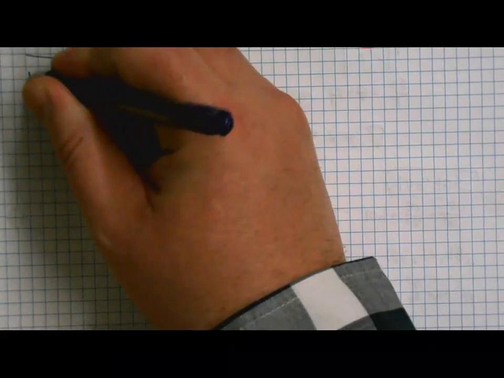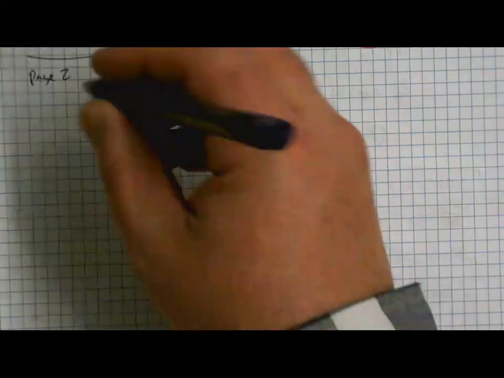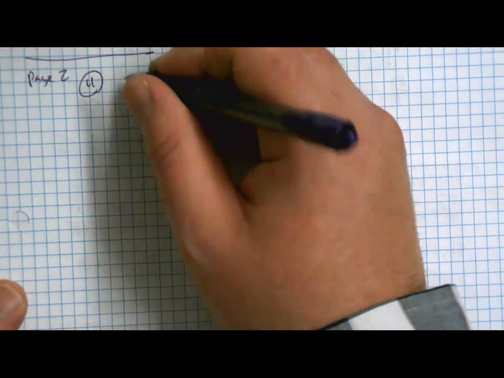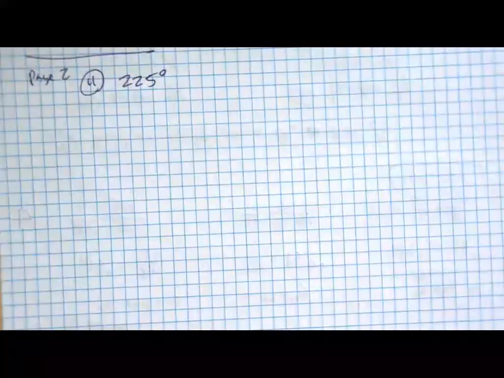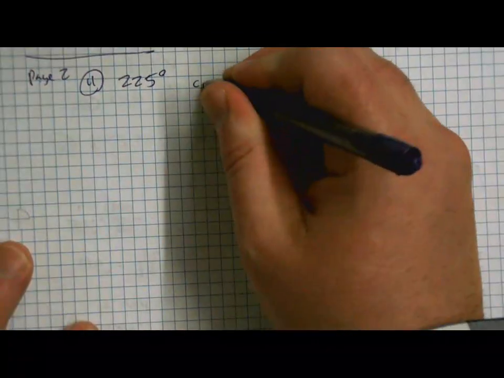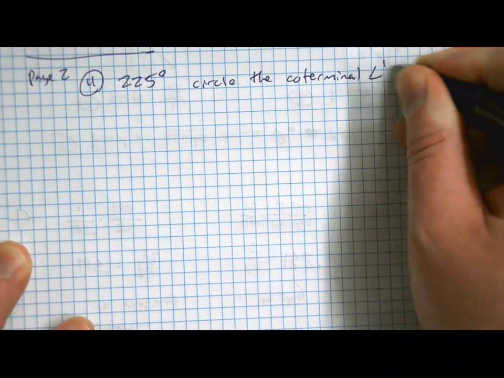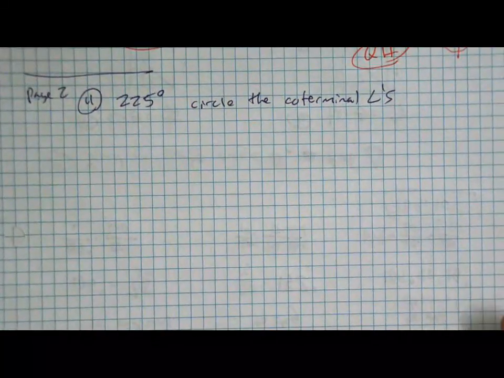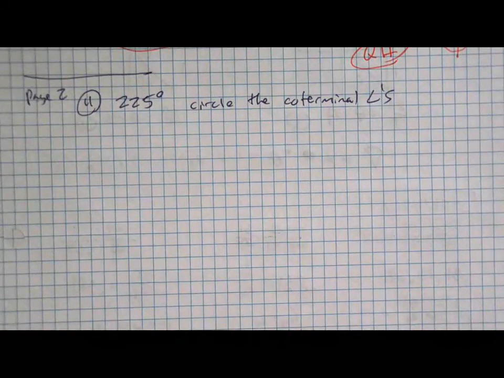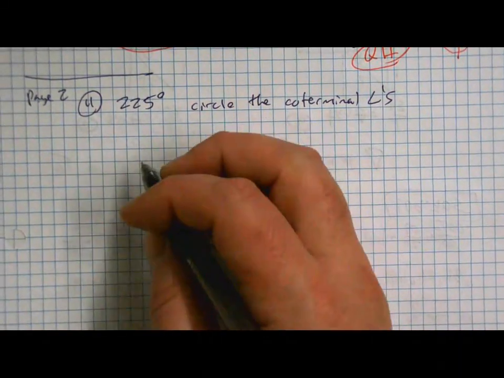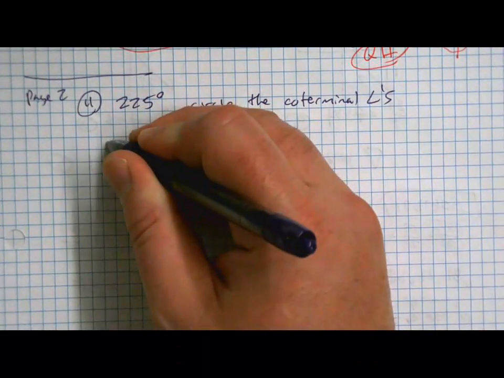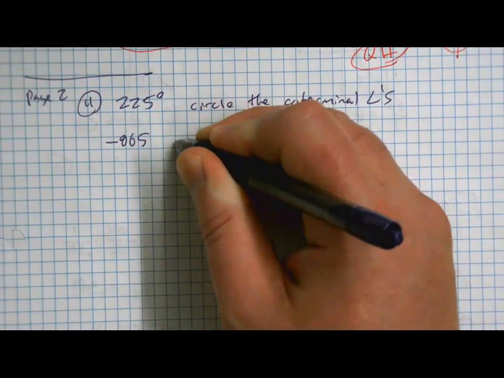Number 4. So now this is on page 2. Number 4 is all about coterminal angles. So I'm going to give you an angle, and the instructions are going to say circle the coterminal angles. So there'll be a list of angles, and you just have to go through and figure out which ones are coterminal. So let me give you my list here for 225. So not all of these are coterminal angles, but some of them are.